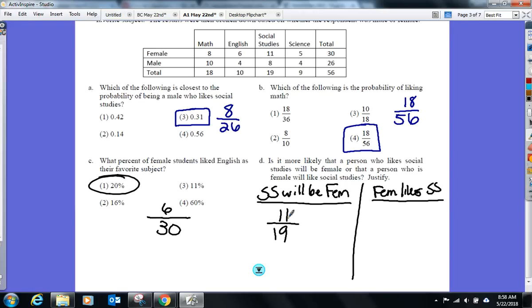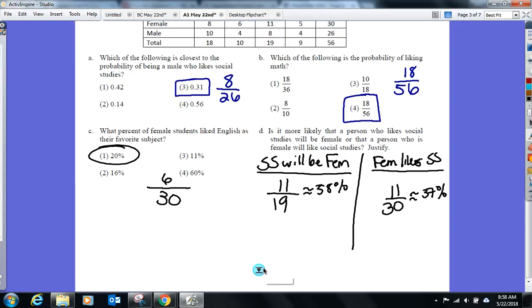They're already female. How many females do I have? 30 females, and out of those 30, how many like social studies? 11. All right, so what's more likely, 11 out of 19 or 11 out of 30? 11 out of 19 is 58%, about, and 11 out of 30 is about 37%. So more likely, a person who likes social studies will be female. Yep.